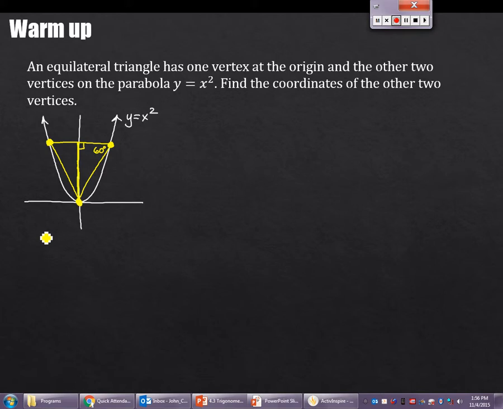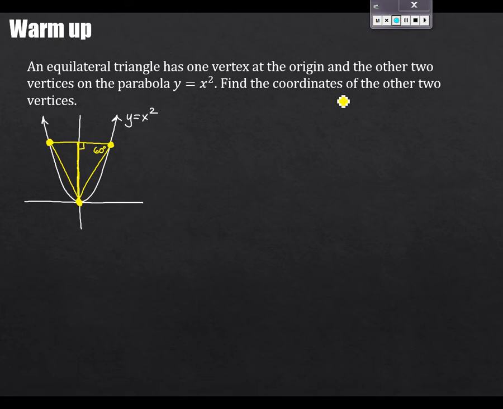Okay, you just make the guess. Does it have to work? Then the coordinates. So you would think the coordinates are what? Using that triangle, it would be 1/2 comma root 3 over 2 and then negative 1/2 comma root 3 over 2.